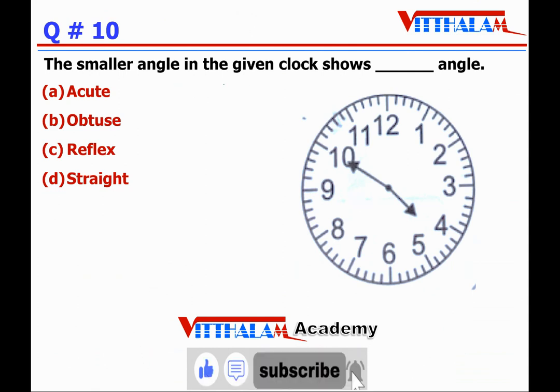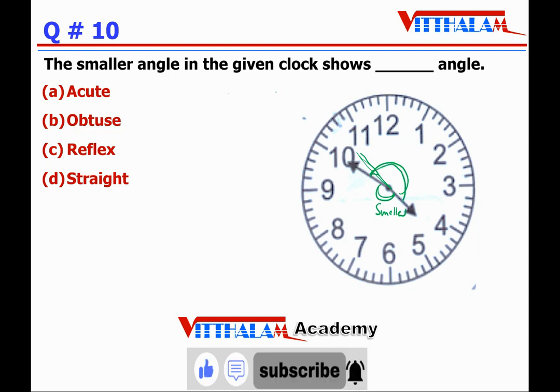The smaller angle in the given clock shows blank angle. So there are two angles, this and this. Obviously this one is smaller, because if you draw a straight line, 180 degree, this looks like this. So it is on the left side. So definitely this angle is smaller, and this one is bigger.